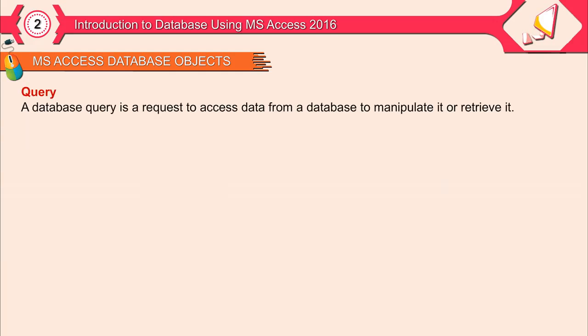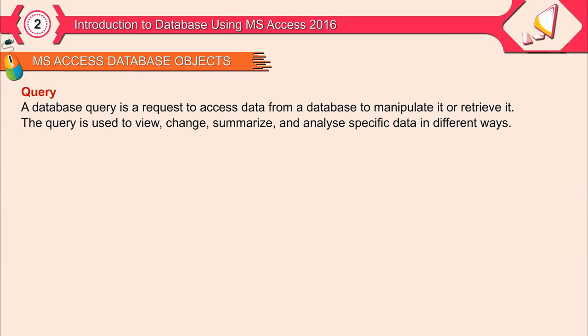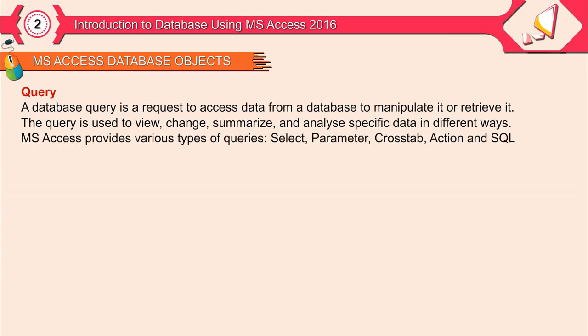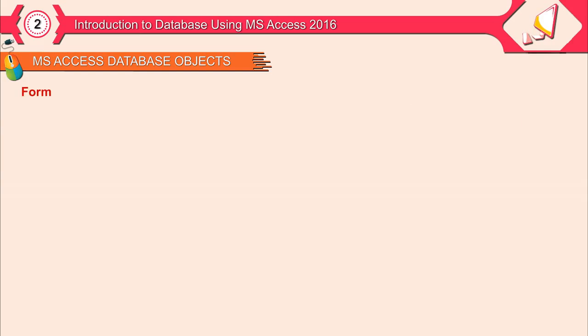Query. A database query is a request to access data from a database, to manipulate it or retrieve it. The query is used to view, change, summarize and analyze specific data in different ways. MS Access provides various types of queries: select, parameter, crosstab, action and SQL (Structured Query Language) query.